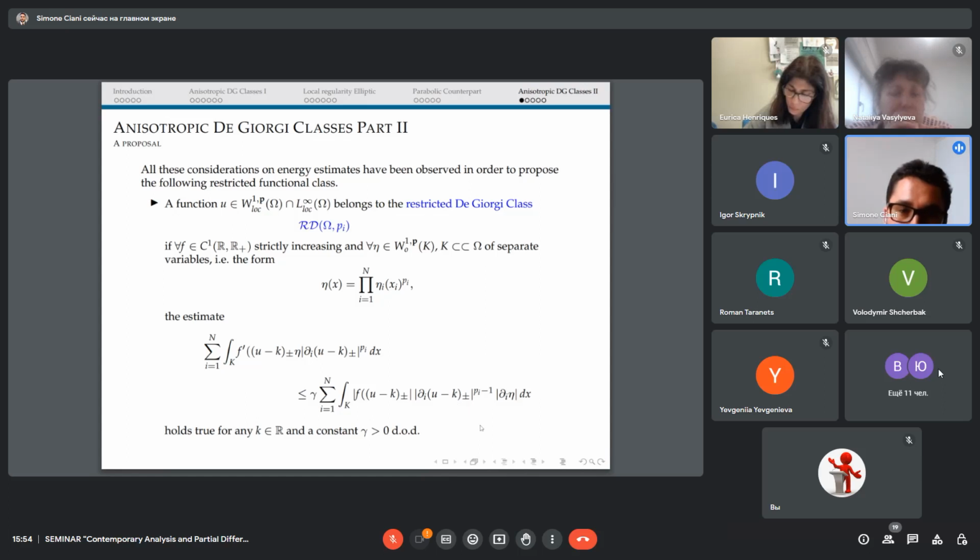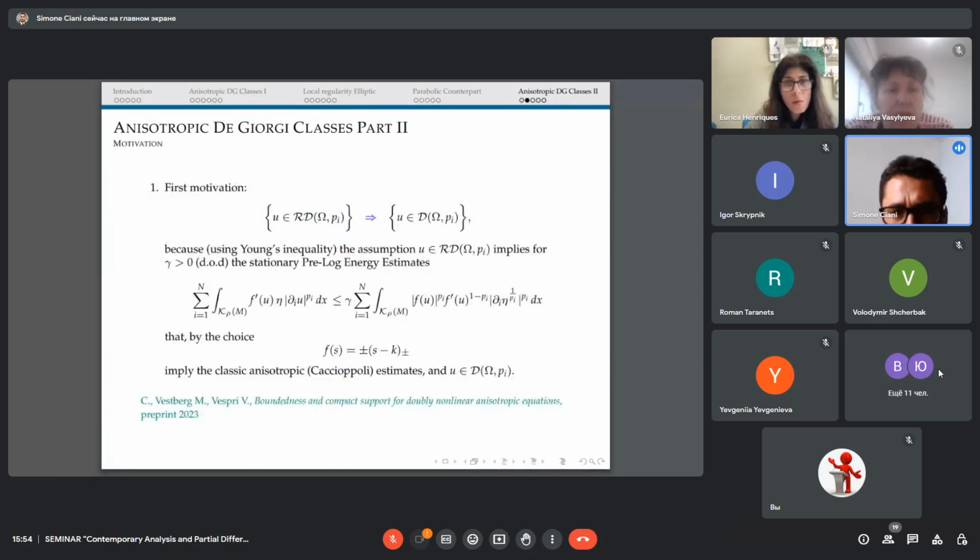In this case, we say that a function u belongs to the restricted de Giorgi class Rd. Okay, so what is my proposal here in this seminar is to state that these are classes of functions which are enhancing all the other properties of the other classes. In particular, they generalize and englobe the result of regularity that we have until now.